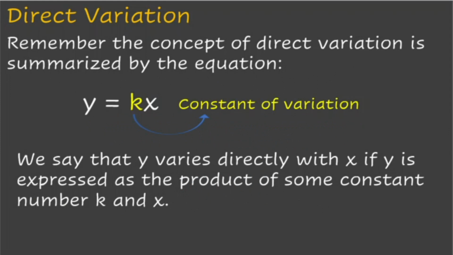So, direct variation. You have to remember the concept of direct variation is summarized by the equation y is equal to kx, where k is the constant of variation. We say that y varies directly with x if y is expressed as the product of some constant number k and x. Ibig sabihin, masasabi lang daw natin na ang y varies directly siya kay x kung equal siya sa product ni x at nung constant.